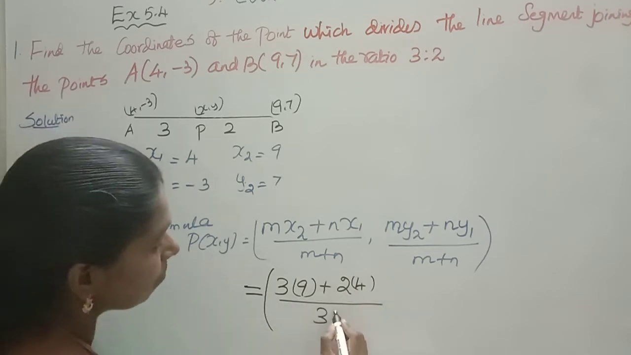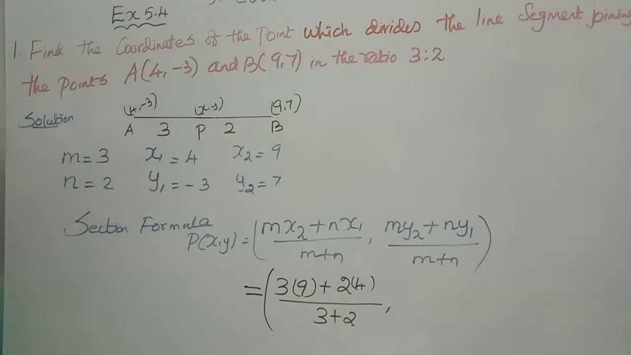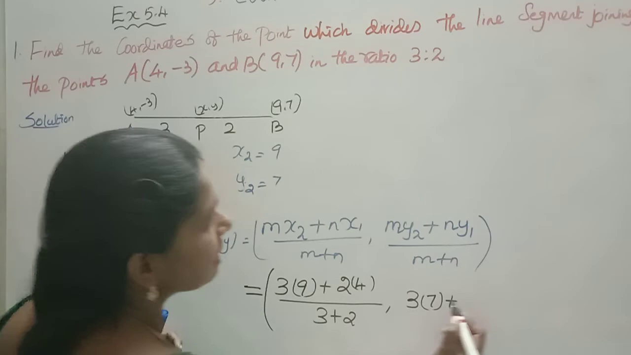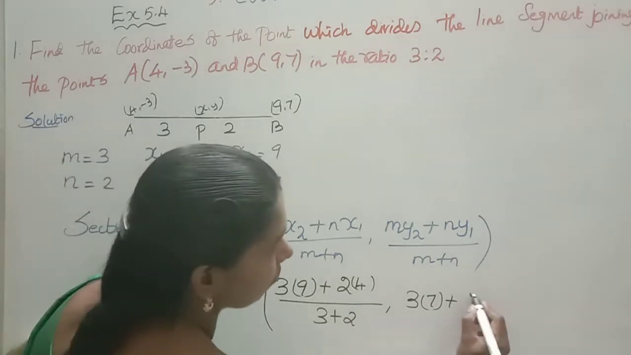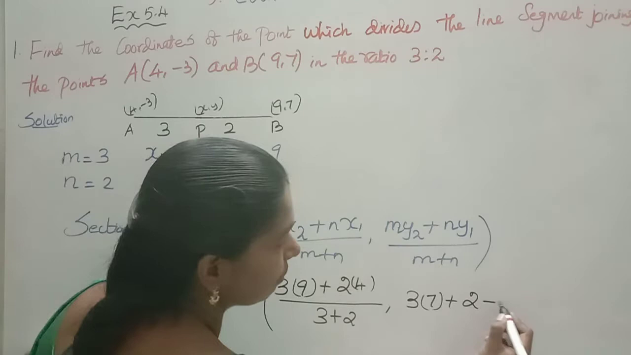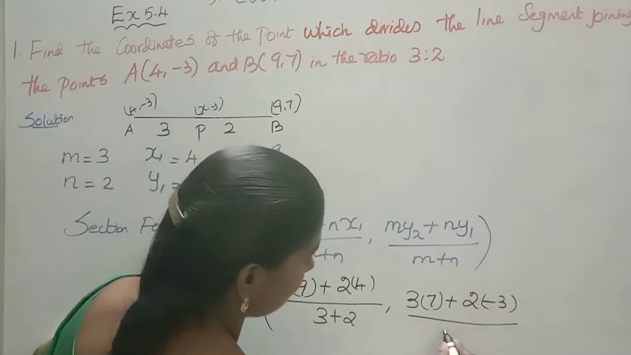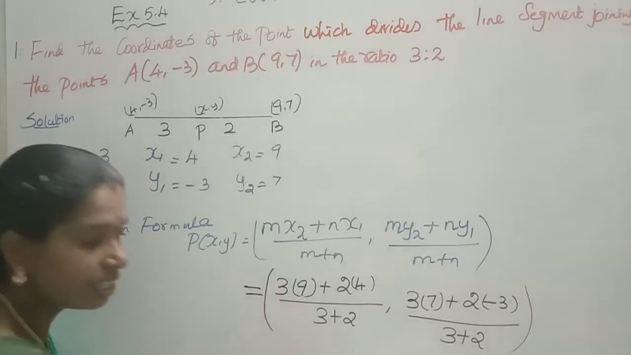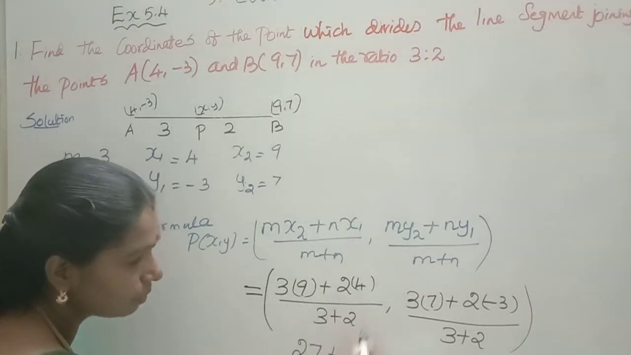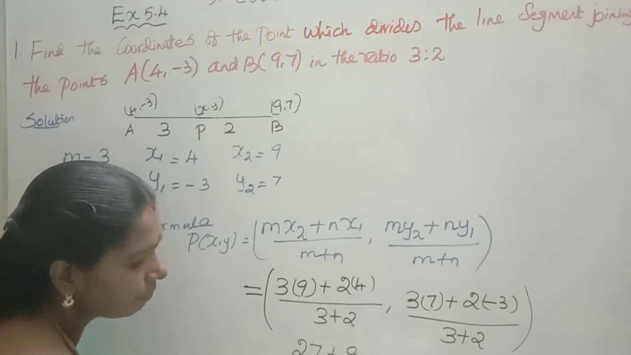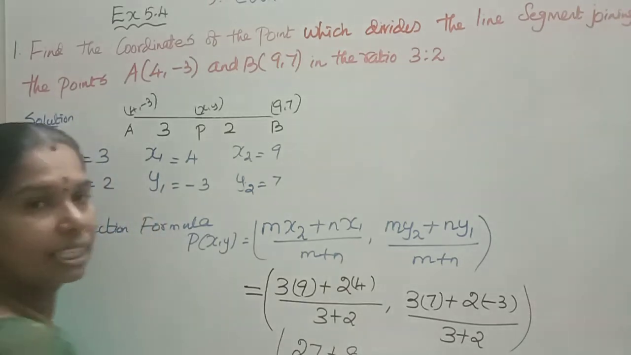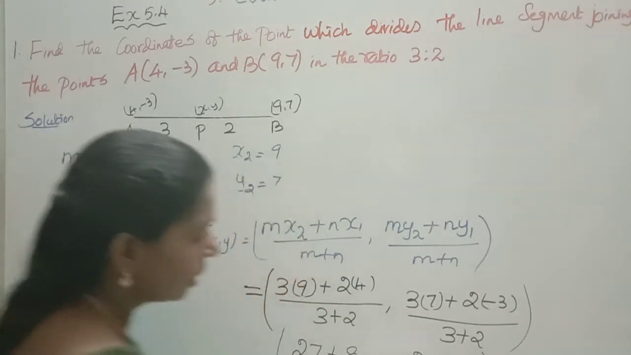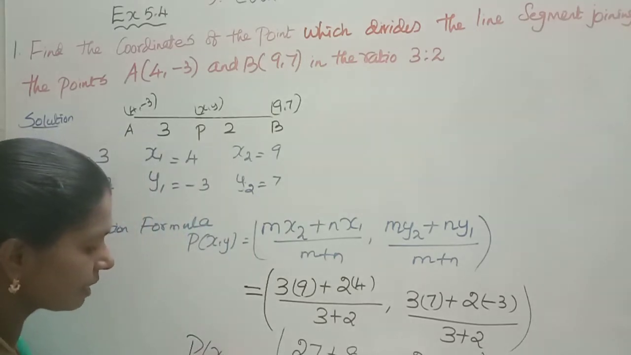M is equal to 3 plus 2. Here, substitute the m value, which is 3, and y2 value 7, plus n value 2 and y1 value minus 3, then by 3 plus 2. What am I getting here? 9 3s are 27 plus 4 2s are 8 by 5, comma, 7 3s are 21, 3 2s are 6, minus 6 by 5. Now we are going to write the coordinates of P of x comma y.